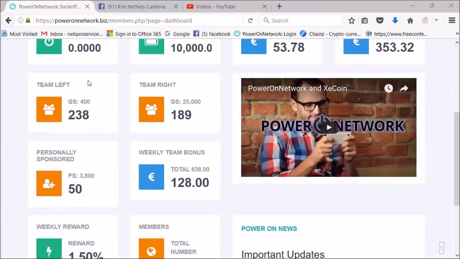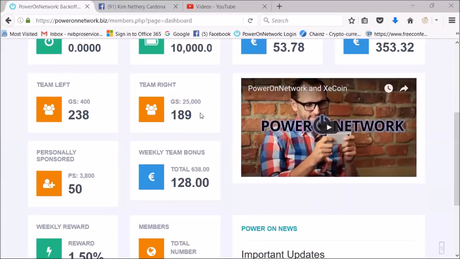Team left is how many people that you have on your left. As you can see, I have 238 at this point. The group sales is the points that you receive. You get points off of the different power plans that people purchase. If you purchase a power plan 1, you would get 100 points. If you purchase a power plan 2, then you get 350 points, and then you just go up and up and up. That's where you will see your group sales on your left.